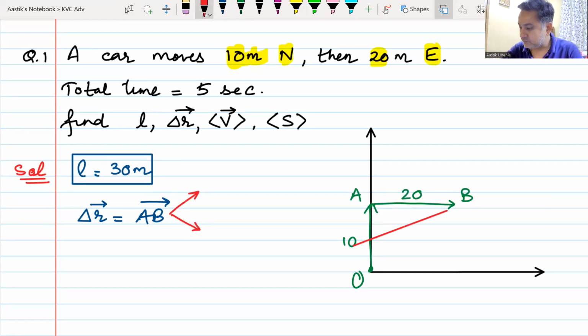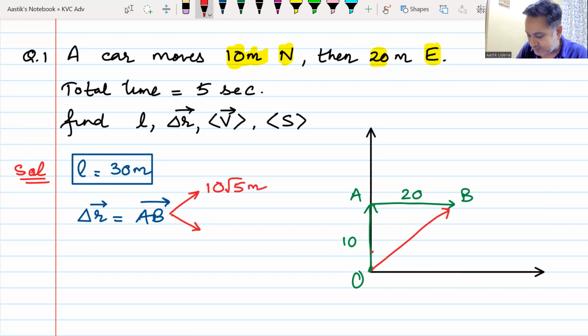Magnitude is 10 root 5 meters, and the direction can be given in terms of this angle. Tan theta would be equal to 2, so the direction is tan inverse 2. That is correct. We all understand this?